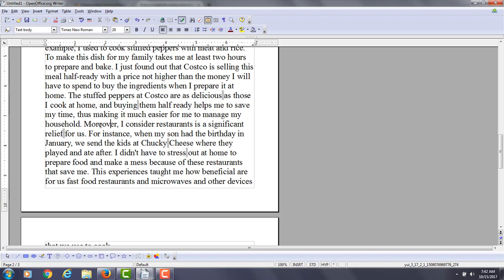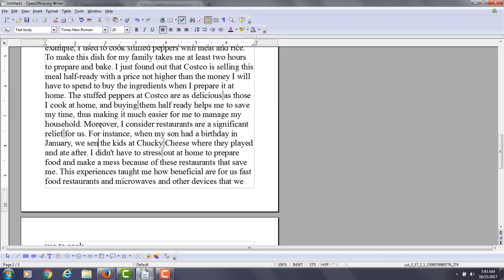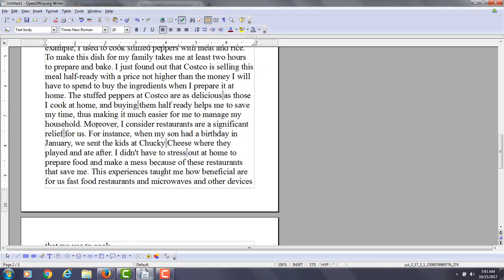Moreover, you say, I consider restaurants are a significant relief for us. For instance, when my son, I would put, had a birthday in January. You got to change all this to past. You said in January, right? So when my son had a birthday in January, we sent the kids, I would say, to Chuck E. Cheese, put a comma here, where they played and ate after.